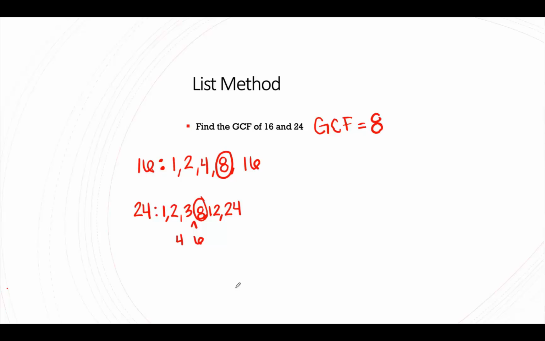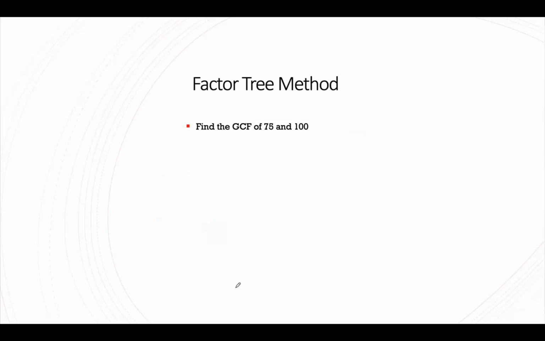In cases of finding the greatest common factor of two larger numbers, the factor tree method can often come in handy. In the factor tree method, I am looking specifically for prime factors. Prime factors are simply factors that are prime numbers. That is, a prime number is a number that can't be divided by anything other than 1 or itself. So let's use the factor tree method to find the greatest common factor of 75 and 100.